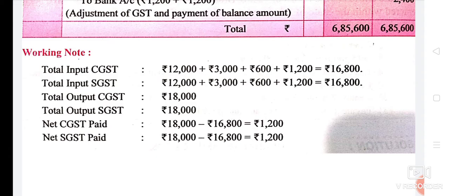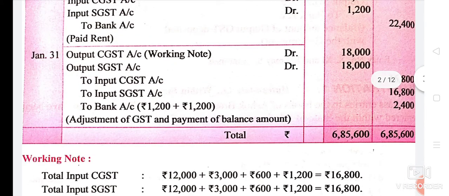Total amount paid by us is 16,800 and we have received from the customer, which is called as output GST, that is output CGST and output SGST. We have collected from customers is 18,000. So 16,800 will be set off against 18,000. Excess amount remained with us is rupees 1,200. So total 2,400 GST will be paid to the government. Understood? This is very interesting.